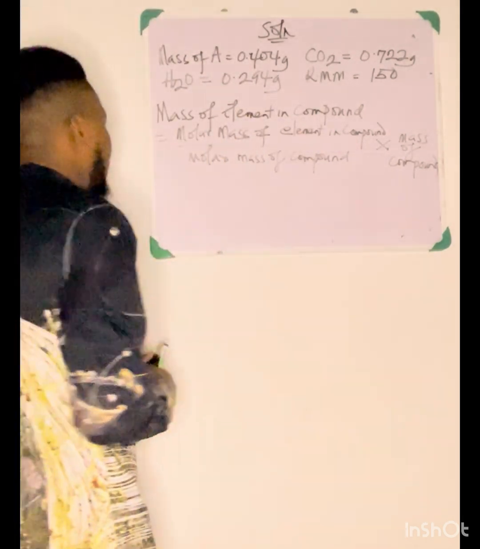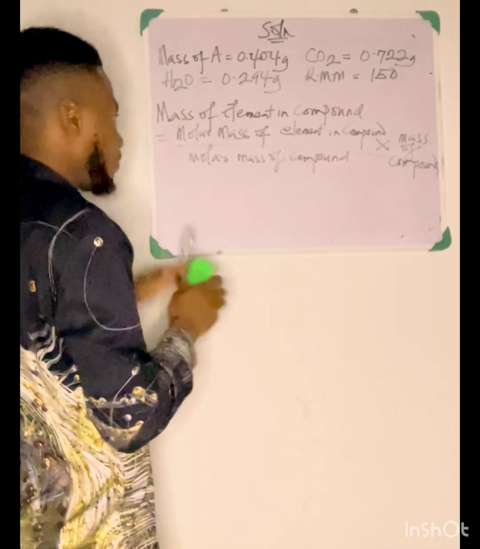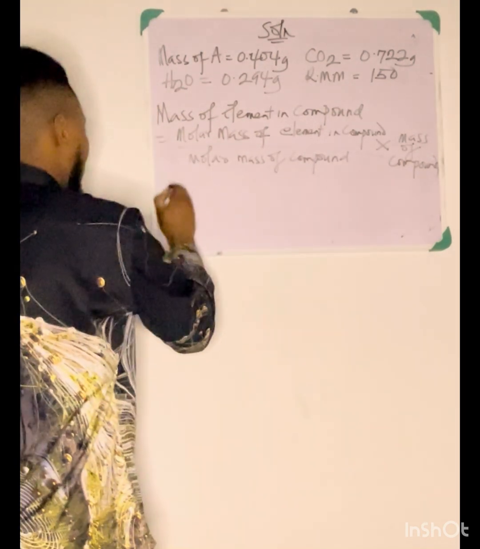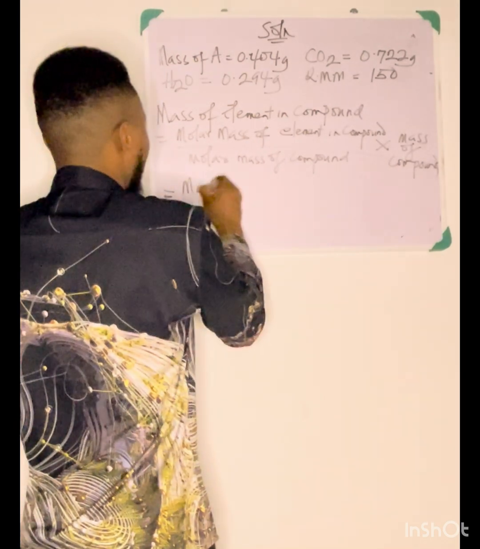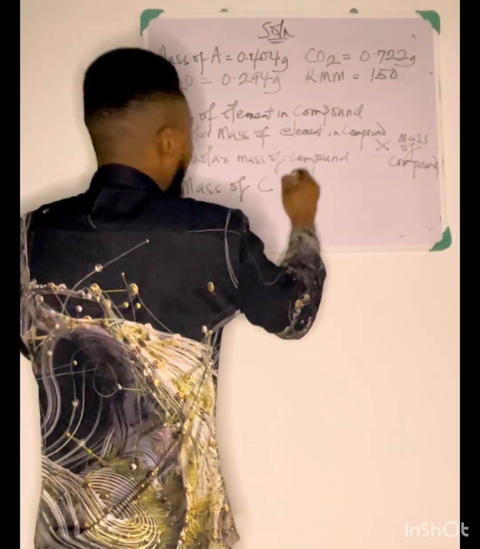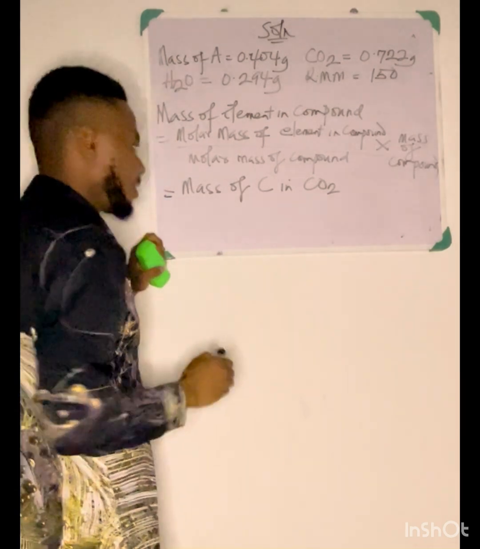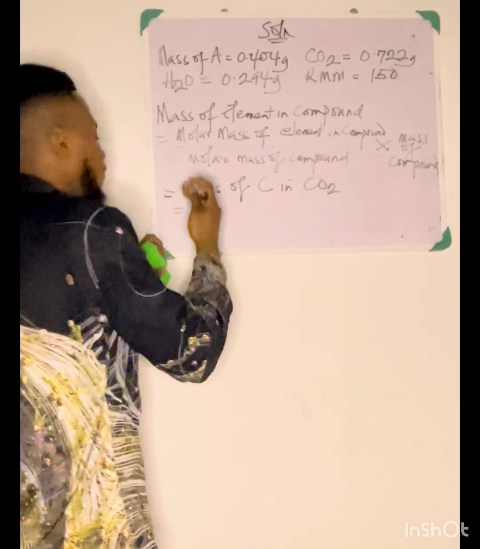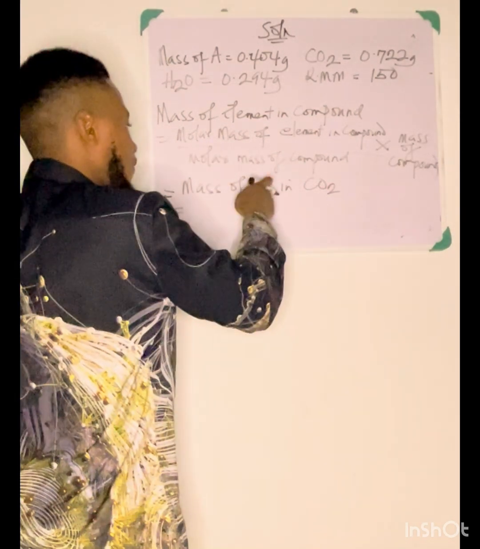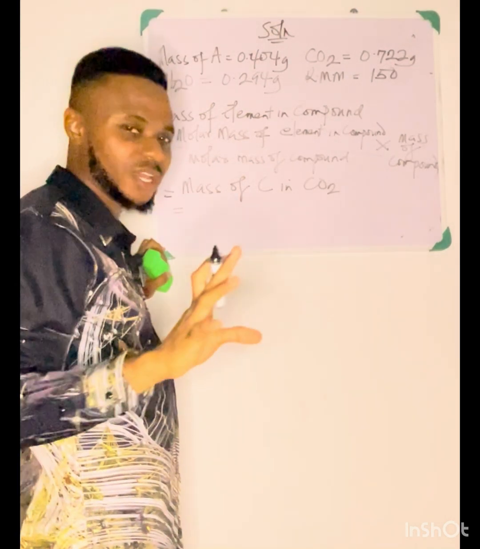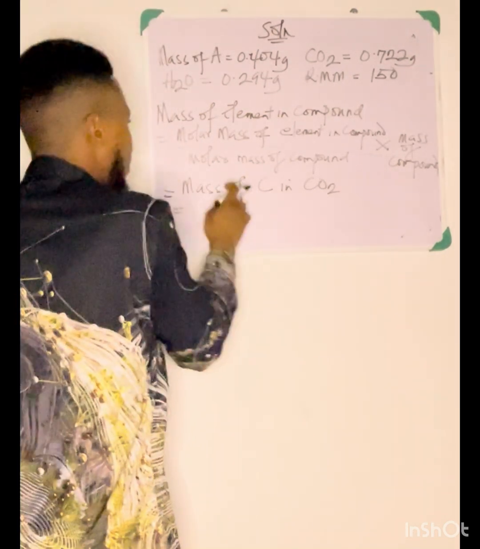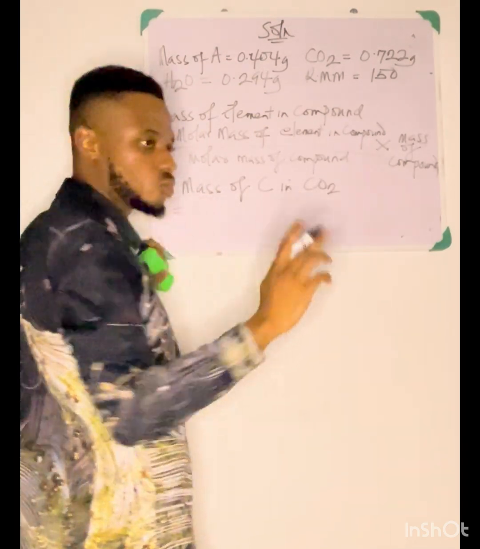How do we do that? Now let us solve that. I believe we've written this, so now let's go down here and solve it. Let's start with mass of carbon in CO2. All right. So we have to first of all look for the molar mass of carbon. Molar mass of carbon is 12. We don't need to break our heads for that. It's 12. But in CO2, carbon is just 1.